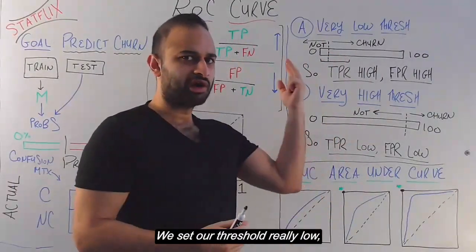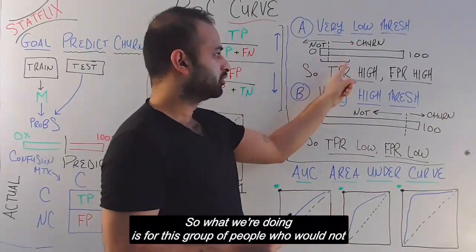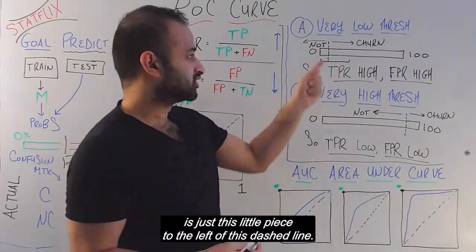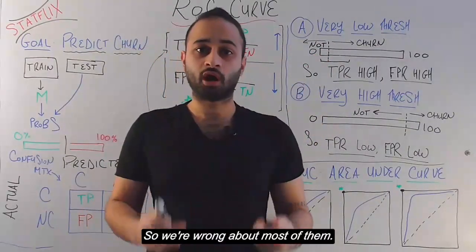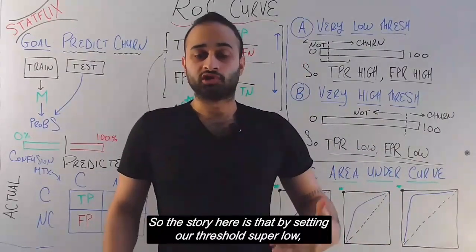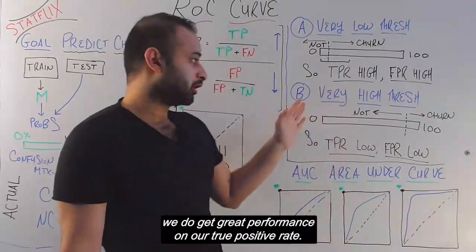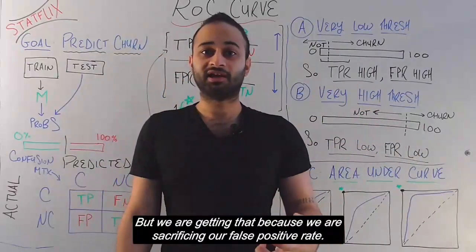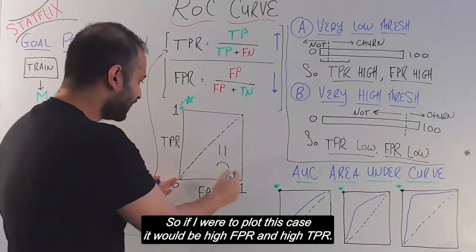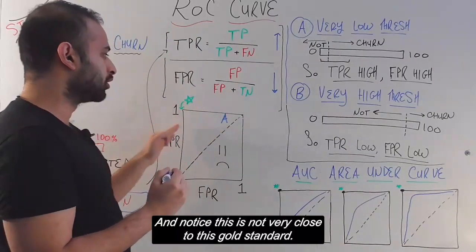We set our threshold really low, but the threshold in reality is probably a little bit higher. So what we're doing is, for this group of people who would not actually churn, what percentage are we wrong about? Well, the percentage that we're correct about is just this little piece to the left of this dashed line. So we're wrong about most of them. What that means is that our false positive rate is going to be very high. So the story here is that by setting our threshold super low, we do get great performance on our true positive rate, but we are getting that because we are sacrificing our false positive rate. So if I were to plot this case, it would be high FPR and high TPR. So case A would be around here. And notice this is not very close to this gold standard.